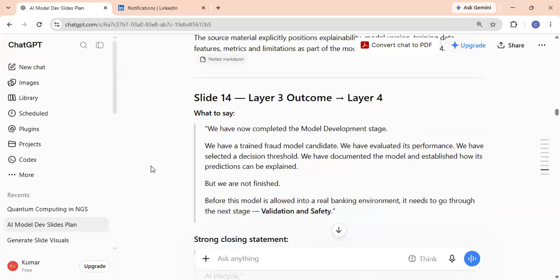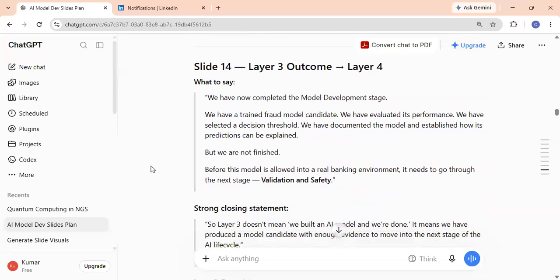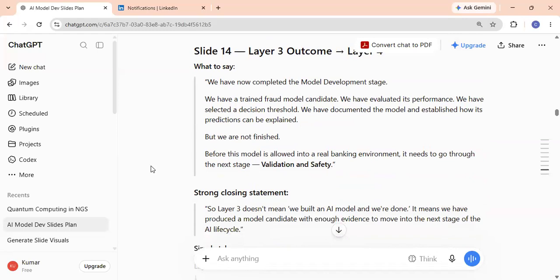In slide 14, what is the layer 3 outcome? Transforming to layer 4. This is the last one, I think, right? We have 14 slides. Am I right? Yes, so the last one. We have now completed the model development stage. We have a trained fraud model candidate. We have evaluated its performance. We have selected a decision threshold. We have documented the model and established how its predictions can be explained.